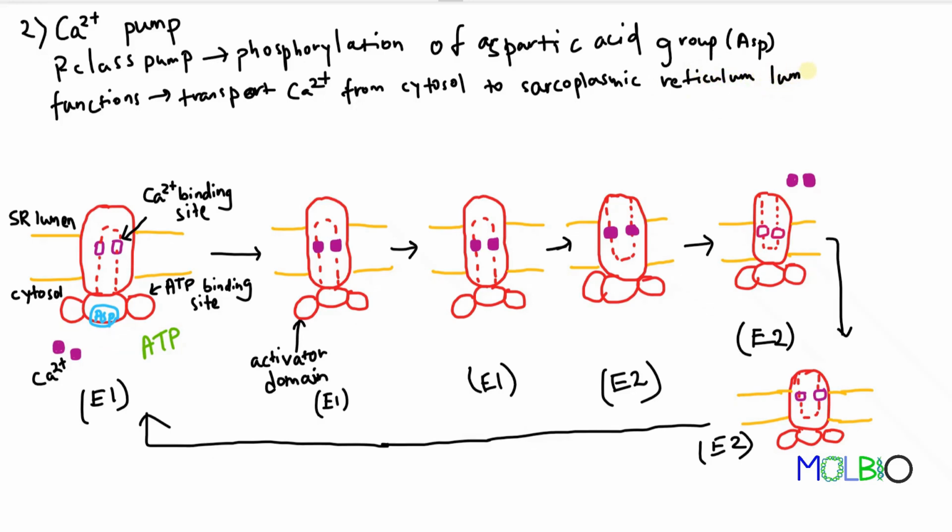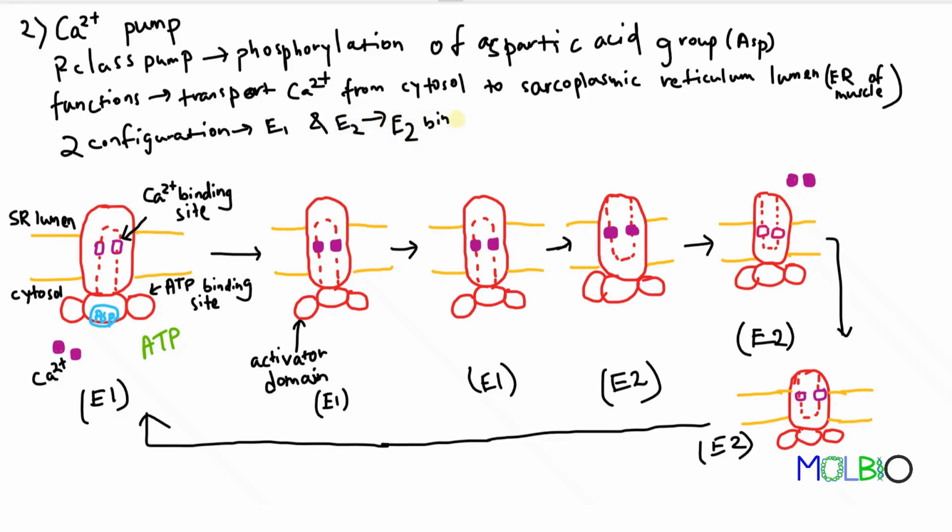And inside cytosol, the calcium concentration is less than sarcoplasmic reticulum lumen, and for that, the calcium pump is required to pump more calcium into the storehouse of calcium in the sarcoplasmic reticulum lumen. Now it assumes two configurations, E1 and E2. We'll study the characteristics of these. And the E2 binds to calcium ion with less affinity, which means its binding to calcium ion is weaker as compared to E1.